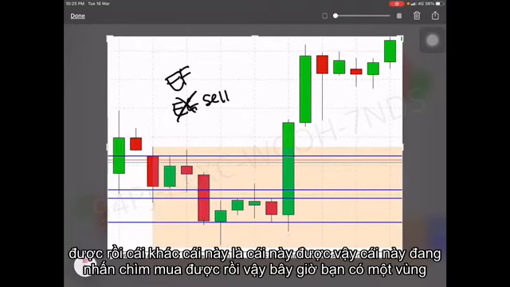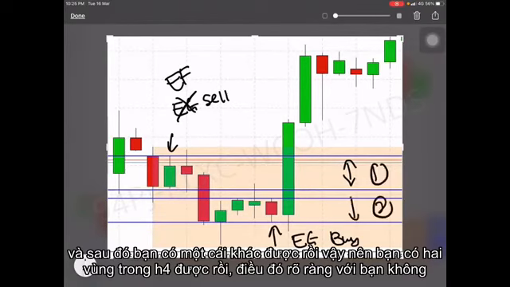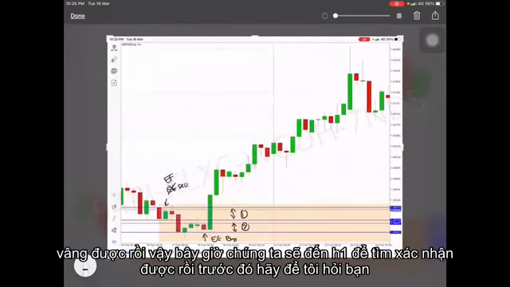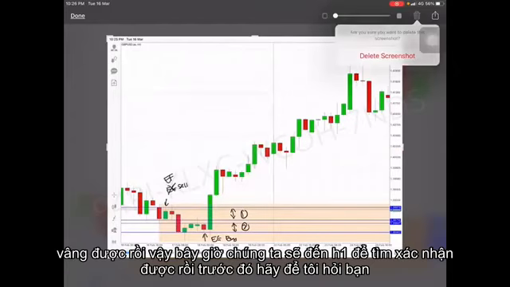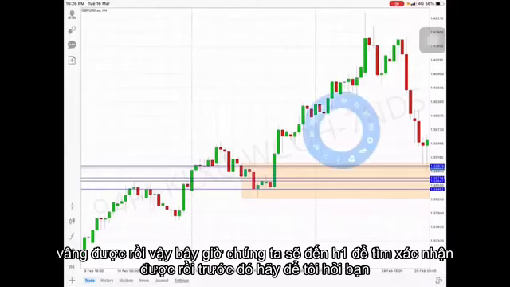And another one is this one. So this is engulfing buy. So now you have one zone, and then you have another one. So you have two zones in H4. Is that clear to you? Yes. Okay. So now we are going to H1 to look for confirmation.